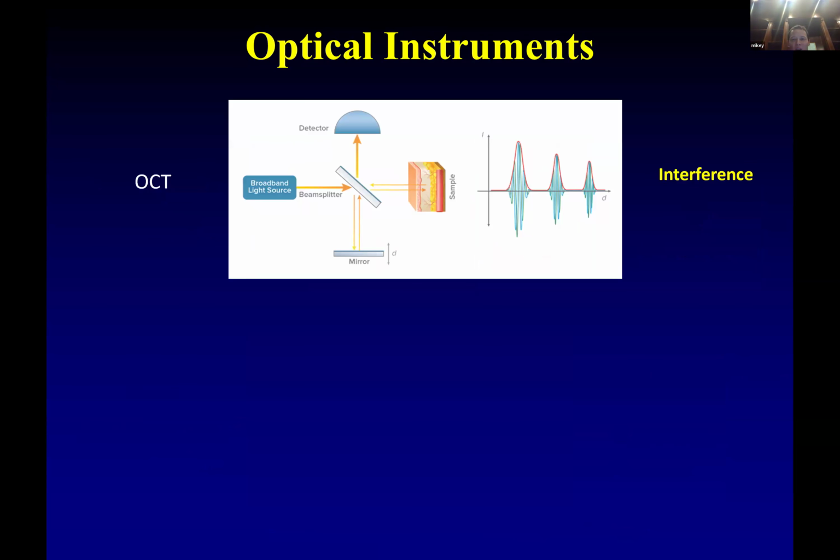OCT, such a cool instrument, is interference. It bounces light off the eye, bounces light off a mirror, and then those two cause an interference pattern, and that's what it uses to analyze the image. Again, if they're asking you how it analyzes the image, you have already passed that exam, you are good to go. Just walk out of the room.